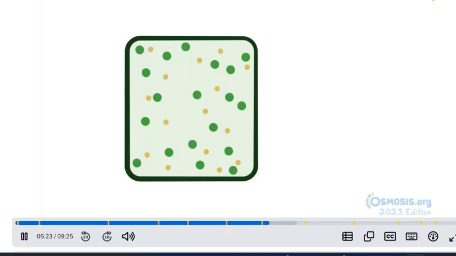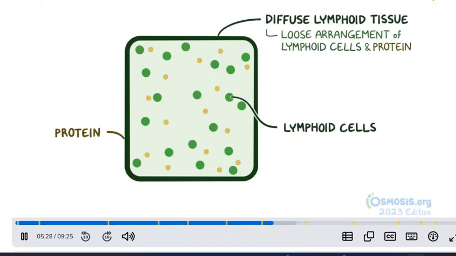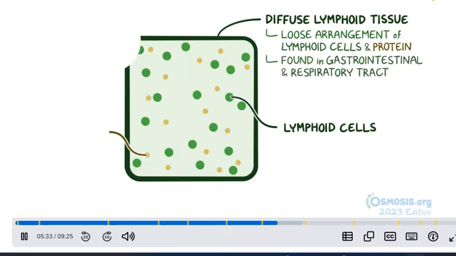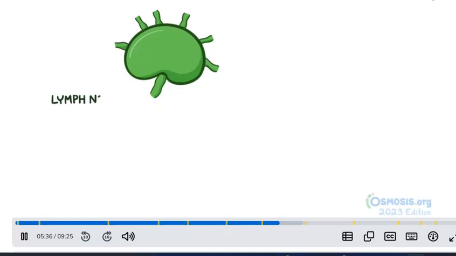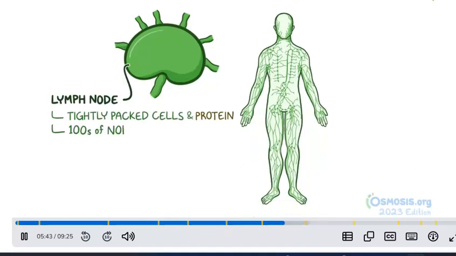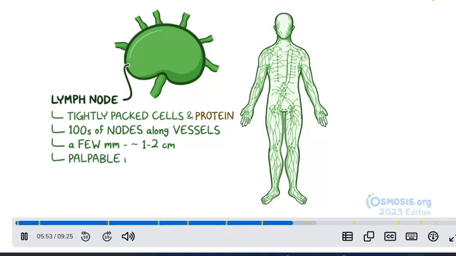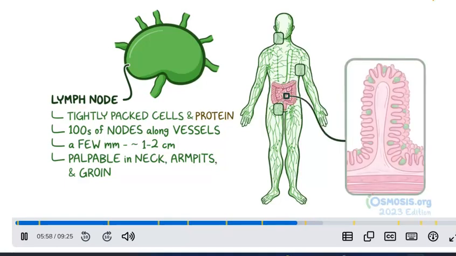Some lymphoid organs are in the form of diffuse lymphoid tissue, where they're just a loose arrangement of lymphoid cells and protein, typically in the lining of the gastrointestinal and respiratory tract. Another type of lymphoid organs are lymph nodes, which are tightly packed balls of lymphoid cells and protein. Hundreds of lymph nodes cluster along the lymph vessels, each one a few millimeters to about 1 to 2 centimeters in size. When they're concentrated along the lymph trunks, you can feel them, especially in the neck, armpit, and groin. They can also be found in the intestinal wall, where they're called Peyer's patches.